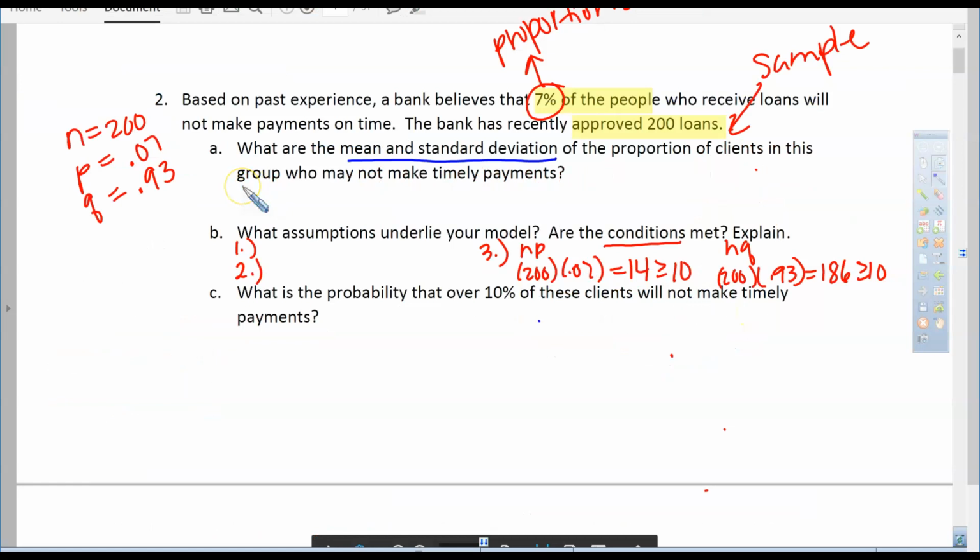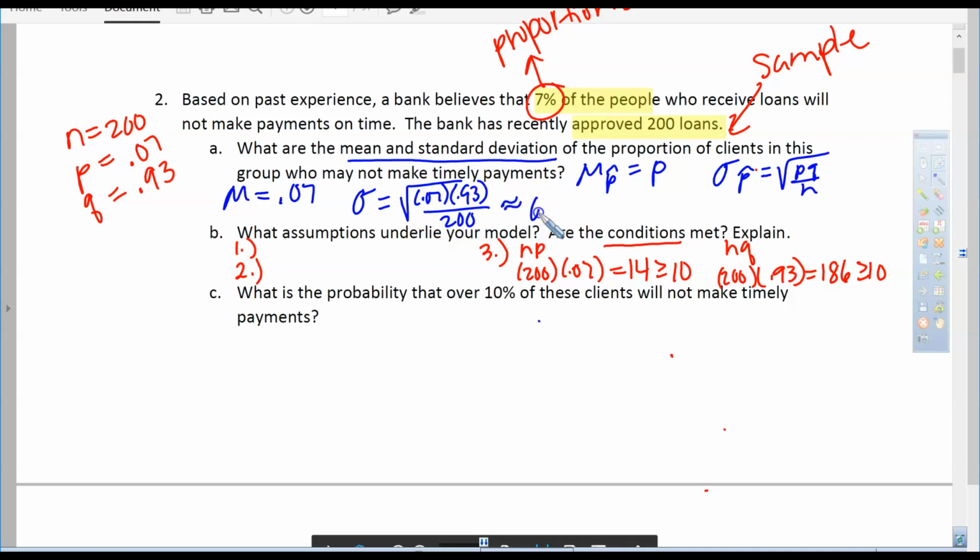So I have my mu of p hat equal to p, and my sigma of p hat equal to the square root of pq over n. I know my mu is going to be the same as p, so my mu is 0.07. My sigma you have to actually calculate. That's the square root of p times q, so 0.07 times 0.93, over n, which is 200, and that gives you approximately 0.018. Okay, so that's calculating mu and sigma. You for sure need to know how to do this for the quiz tomorrow.